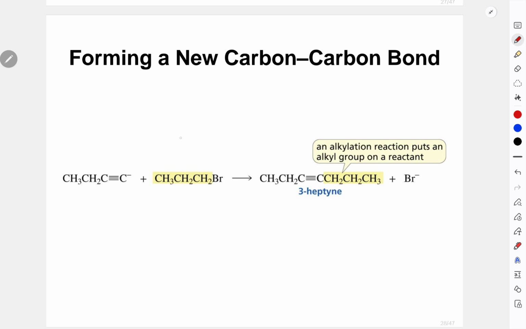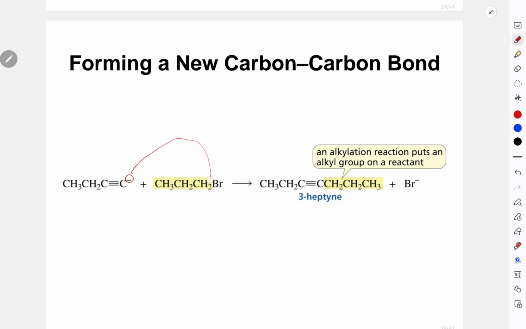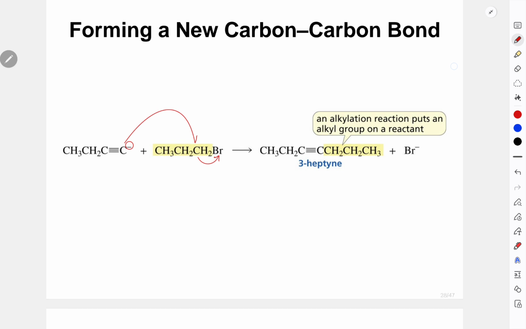But for now, you can accept these reactivities. You have carbon anion, and this can attack this electrophilic carbon and bromide can leave. As a result, you are generating the bond between these two carbons. So you can form a new carbon-to-carbon bond. The carbon here and carbon there can be attached. And this is called the alkylation reaction because you are putting on the alkyl group. Okay? So this is another scheme.